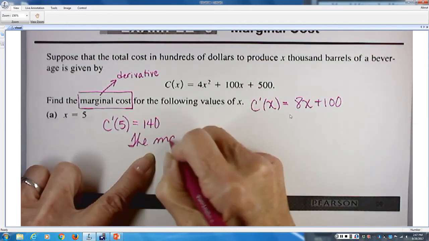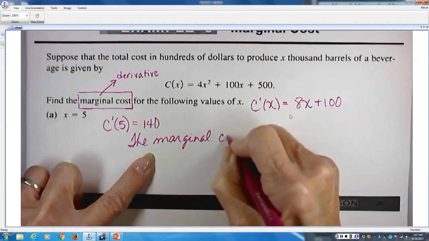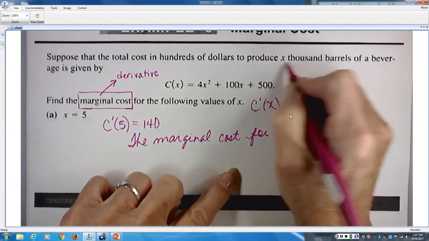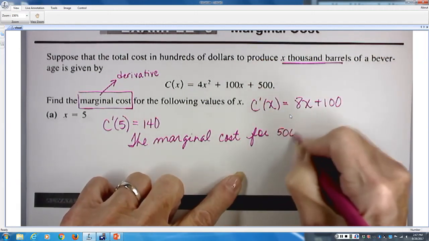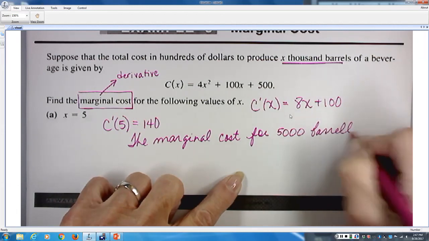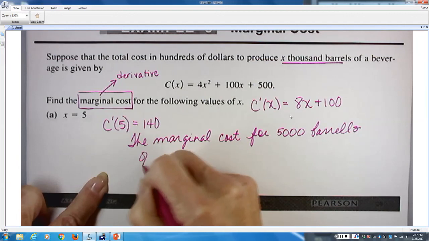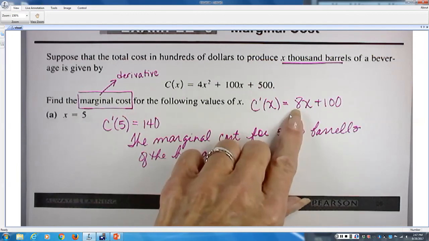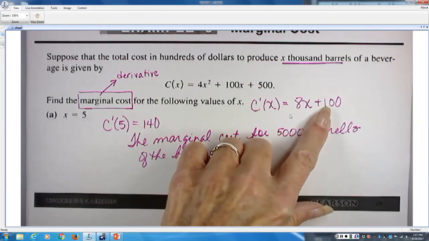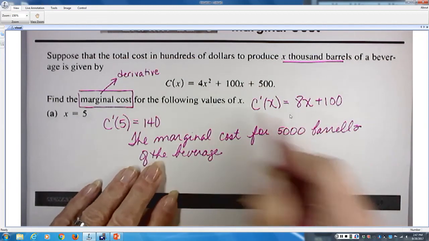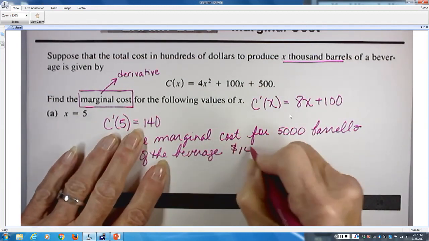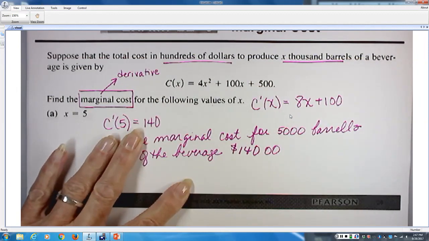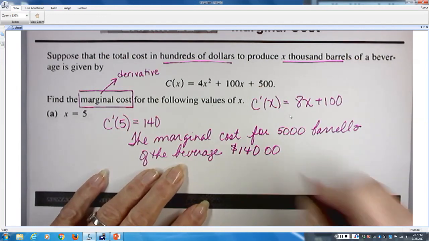The marginal cost for 5,000 barrels: 8 times 5 is 40, plus 100, is 140. That's 140 hundred dollars. So that's $14,000 per barrel.